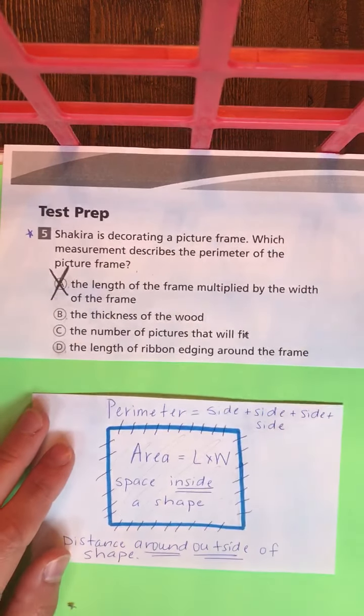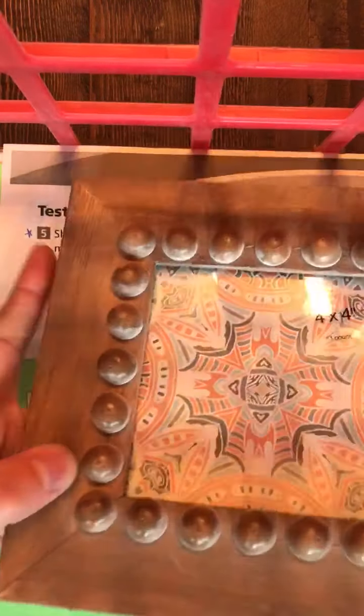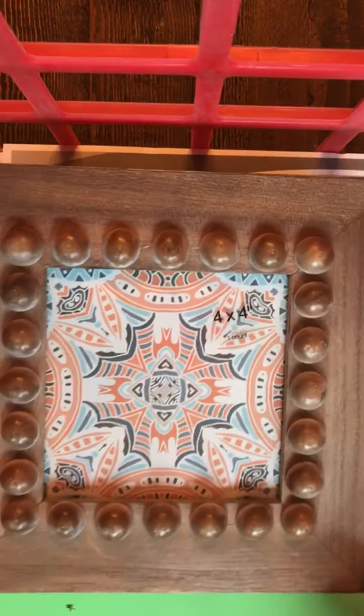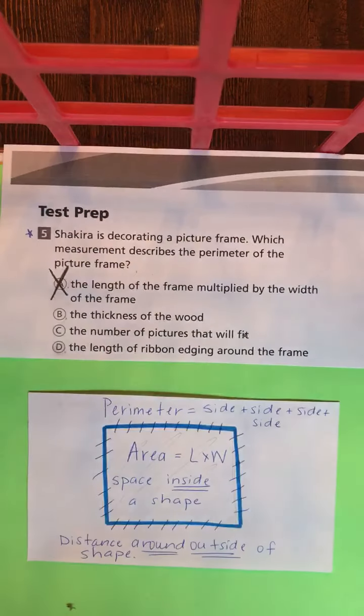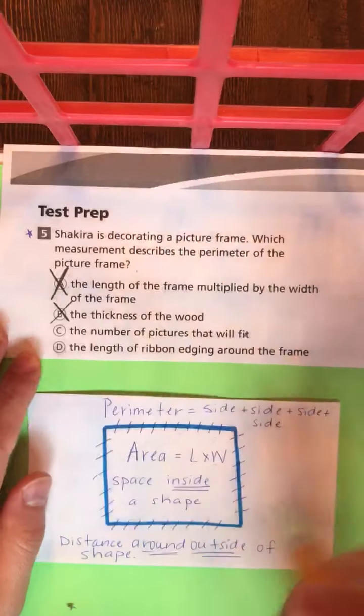Choice B says the thickness of the wood. So I have a little picture frame here. The thickness of the wood would just be this part, how thick this part of the wood is. Is that telling us the distance around the outside of the whole frame? No, very good, it's not. So choice B does not describe perimeter.